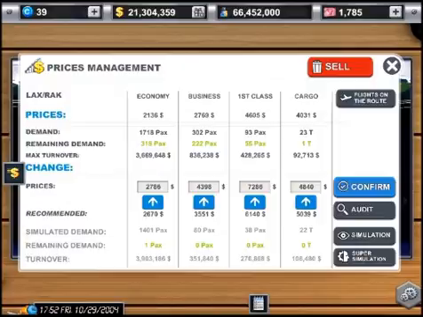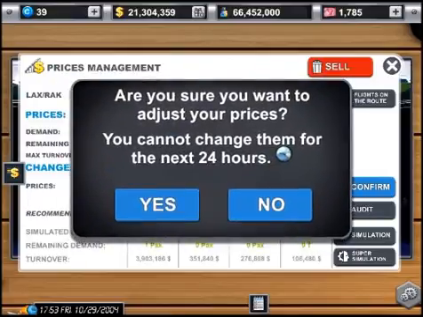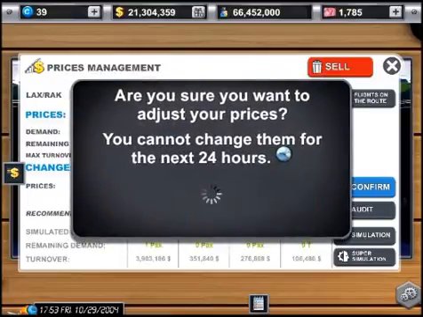So I'm going to go ahead and confirm these prices. And now when I confirm these prices, I won't be able to change them again for like 24 hours in real life time, but I think this looks pretty good. So let's try it. Confirm. Yep, 24 hours. Okay with that.